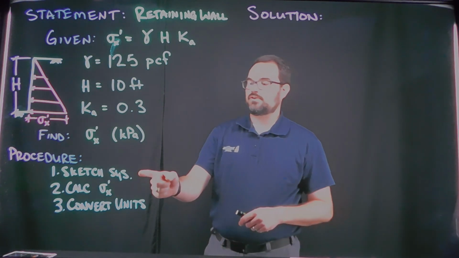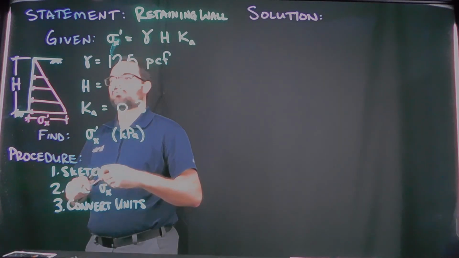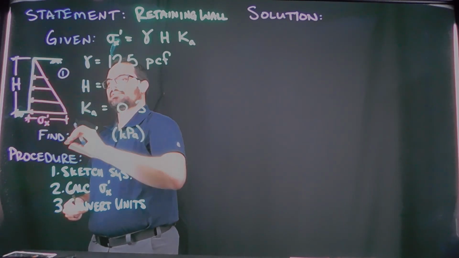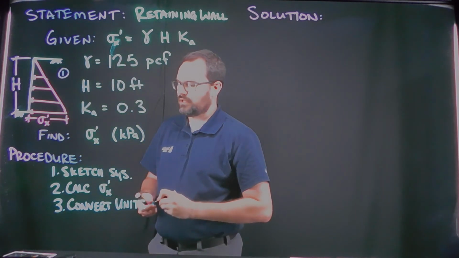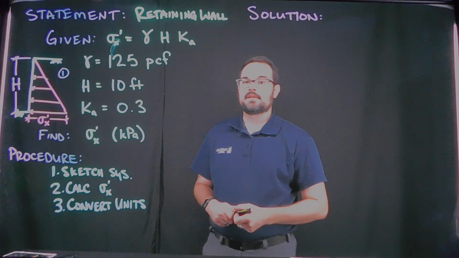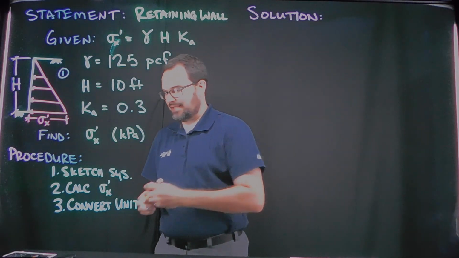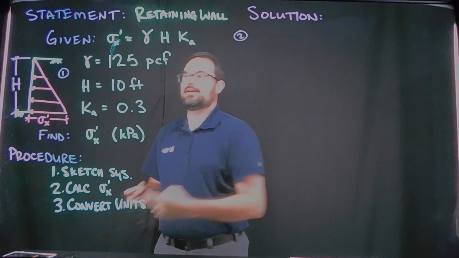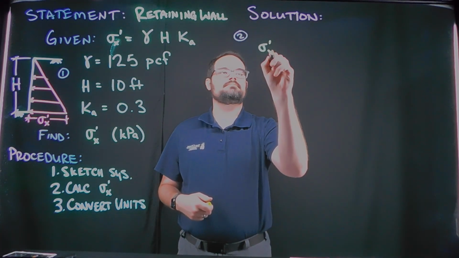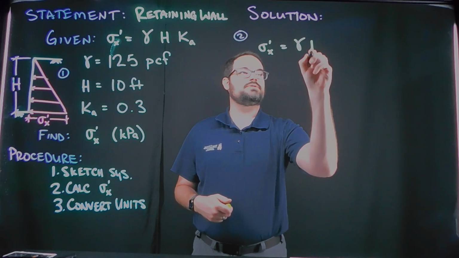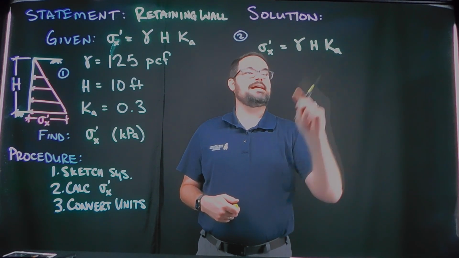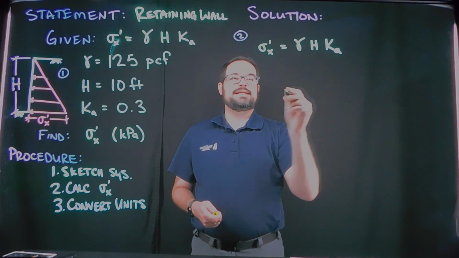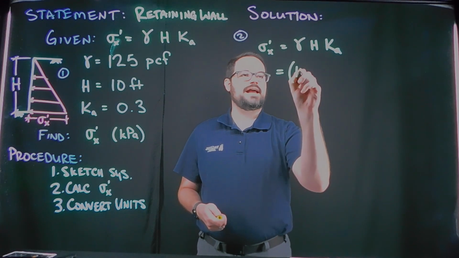Our procedure is to first sketch the system, which you can see I've already done here. I have my wall, I have the height of 10 feet, and then a distributed load drawn into the wall. My next step is to just calculate the value. So when I look at this situation, I've been given an equation, sigma prime x equal to gamma H K_A, where it's one equation with one unknown. So all I need to do is plug in all the values I have.